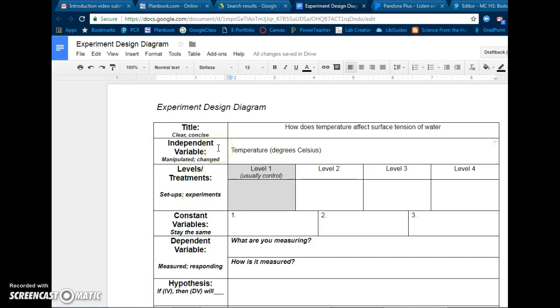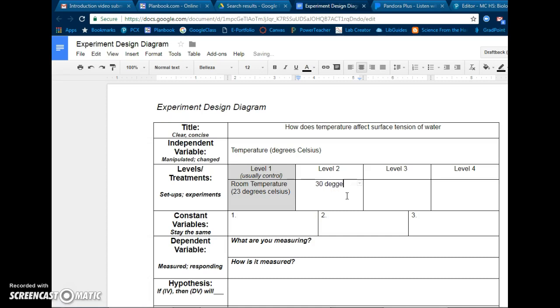Okay, so remember, we're changing the temperature, and so in the first level, or the control level, what is normal temperature of water, we could argue, is room temperature, and that's approximately 22 to, let's say, 23 degrees Celsius. Okay, so I'm going to put in here 23 degrees Celsius. So I'm going to have to somehow measure surface tension at 23 degrees Celsius, because in my second level I might heat the water up to, say, 30 degrees Celsius.